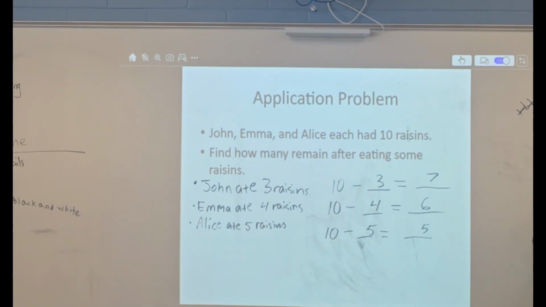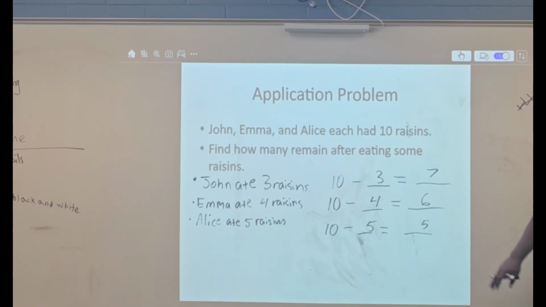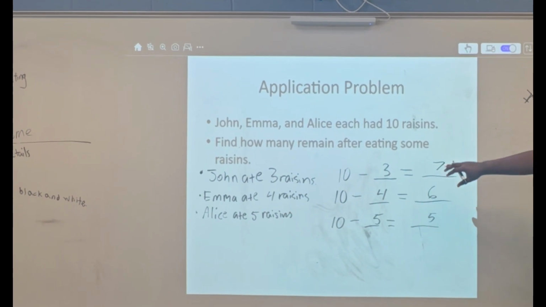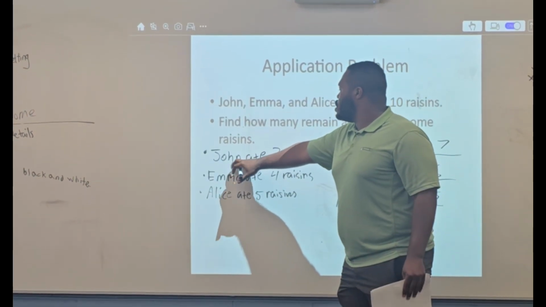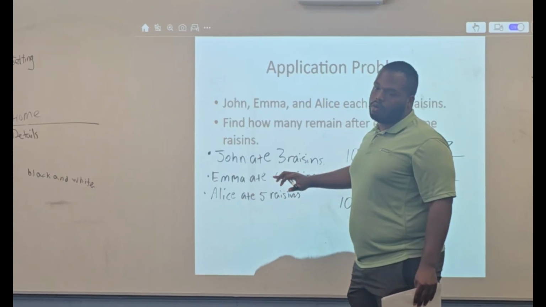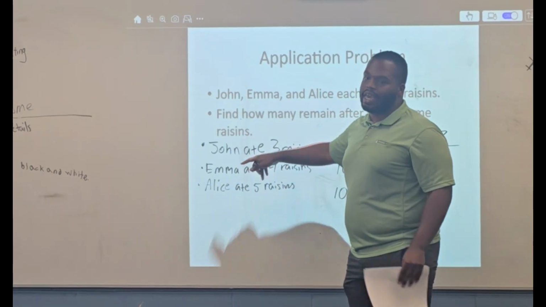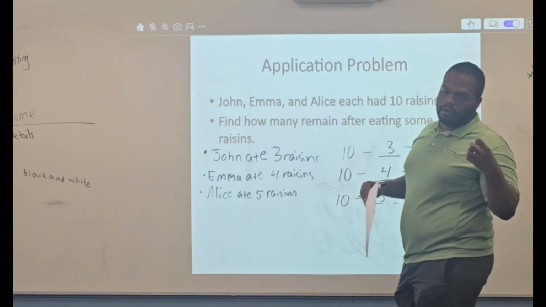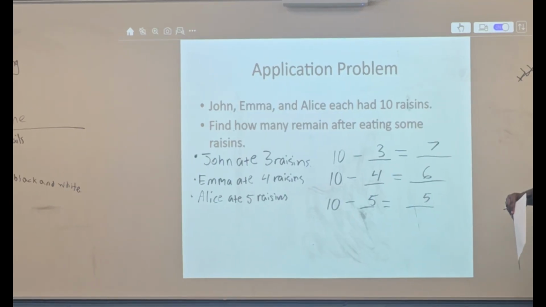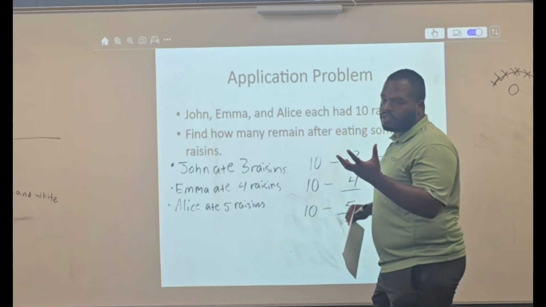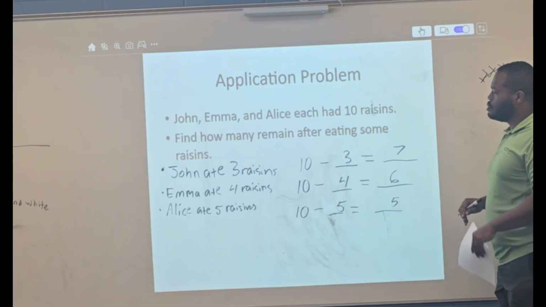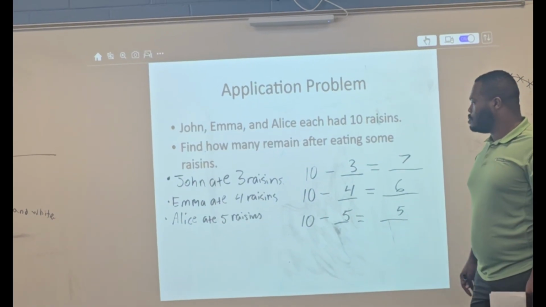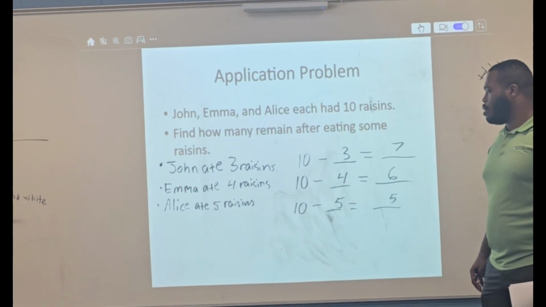So do you see how we got that? Each of them had 10, but John ate 3. So the keyword is ate. If he ate something, that means he took away from something, right? So if he has 10 of something and he ate some, that means we'll do 10 minus 3 equals 7, and 10 minus 4 equals 6, and 10 minus 5 equals 5.